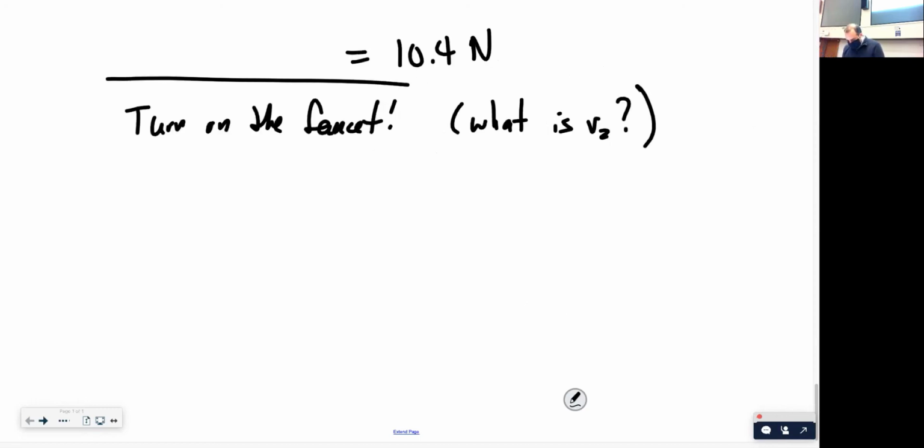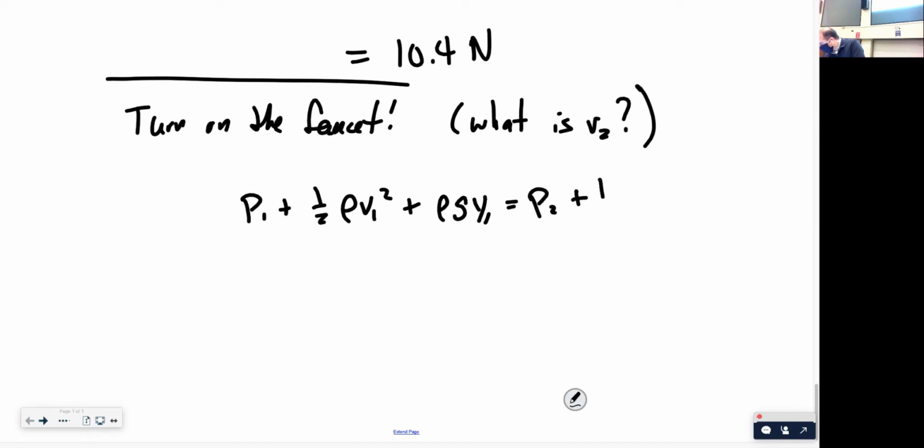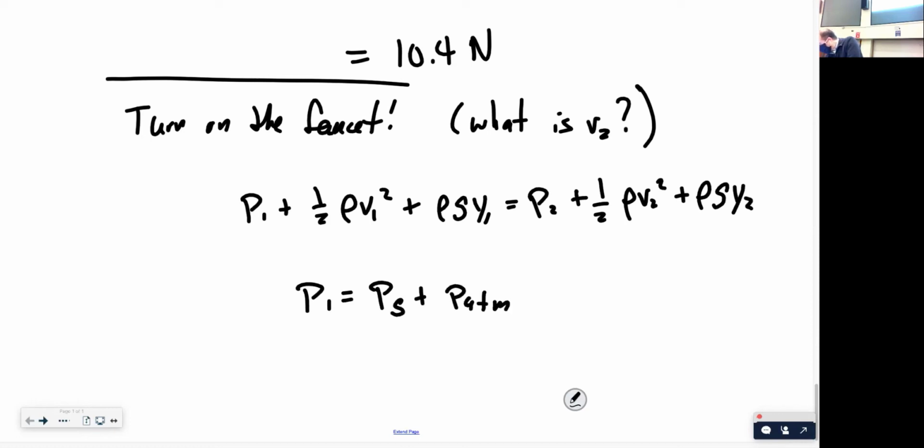Okay. So let's write down Bernoulli again. P1 plus 1/2 rho V1 squared plus rho g y1 equals P2 plus 1/2 rho V2 squared plus rho g y2. Okay, we know that P1, the pressure down there, is the gauge pressure plus atmospheric pressure. What's P2?